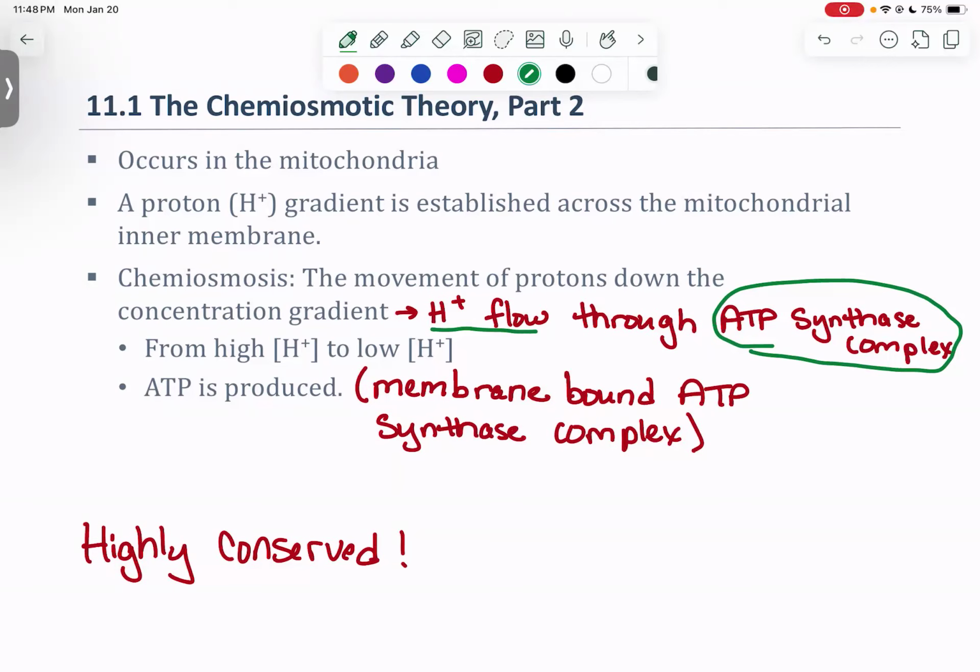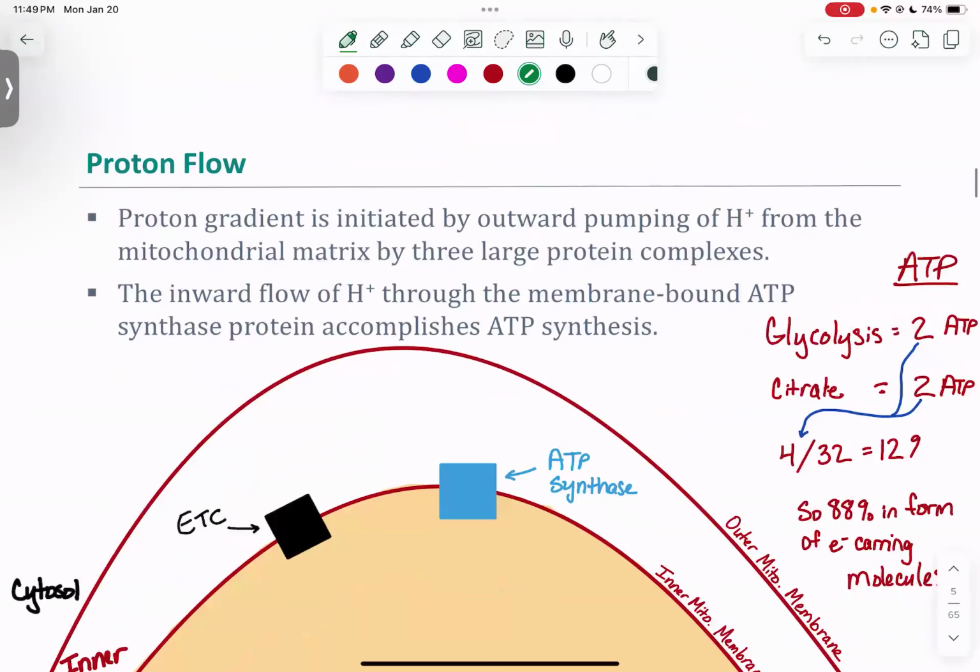But we know that this is an insanely highly conserved process. The same process that's used in eukaryotes is used all the way down to prokaryotic bacteria, right? So that's what tells us it's very, very highly conserved. And chemiosmosis is also used in plants to synthesize ATP. It's through the thylakoid membrane instead of the mitochondria, but we're not really going to cover that.